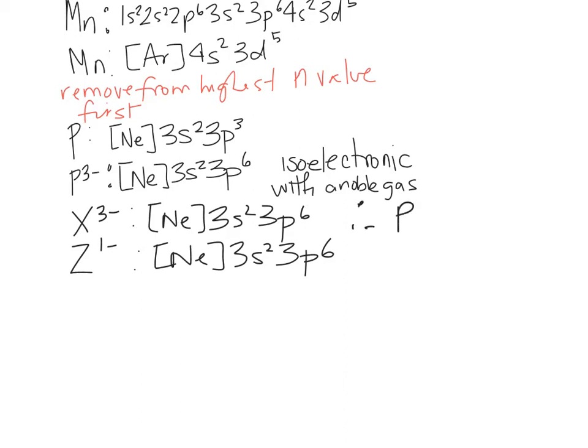So therefore, this is phosphorus 3 minus, and this is chlorine 1 minus. Don't tell me it's chlorine, because it's not chlorine. It's the chloride ion, right?